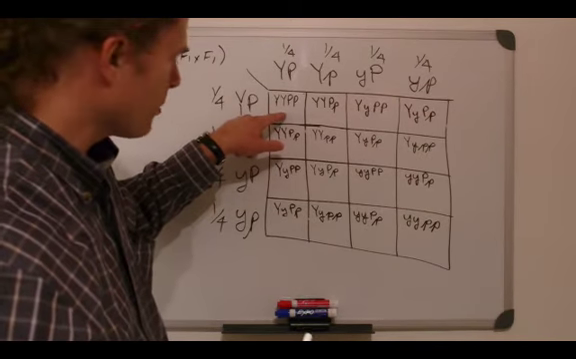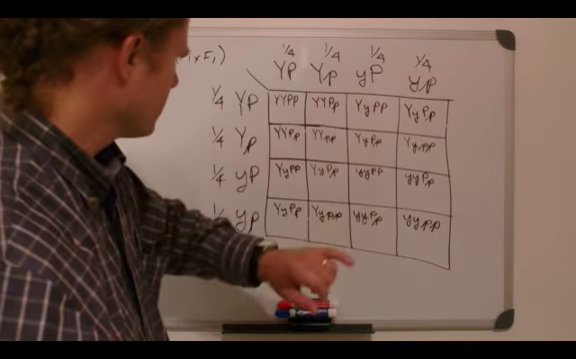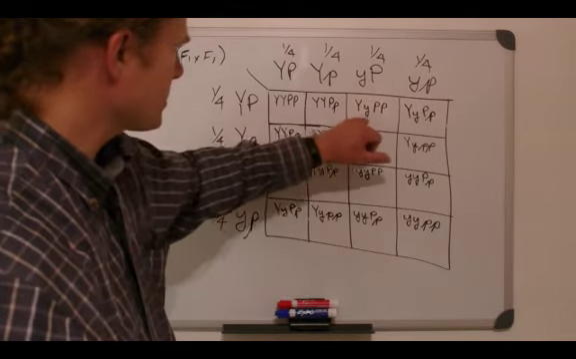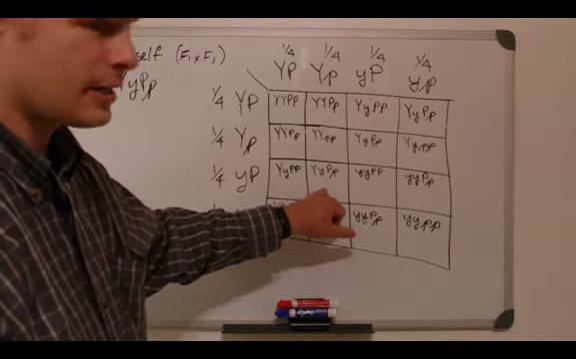Now there are other yellow-purple phenotypes as well. Here's one that's here, and here's one that's here. So 1, 2, 3, 4, 5, 6, 7, 8, 9. There's our 9/16.